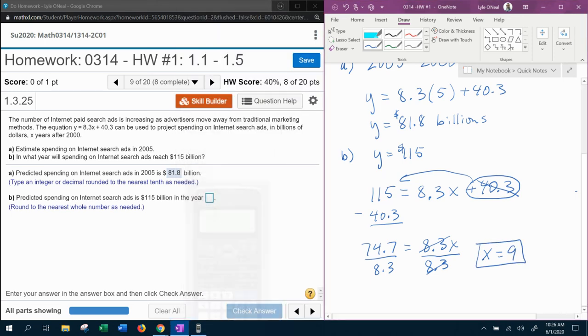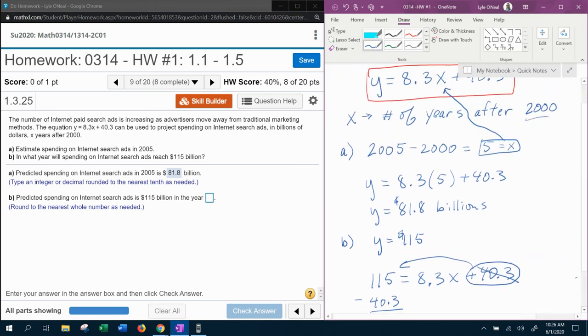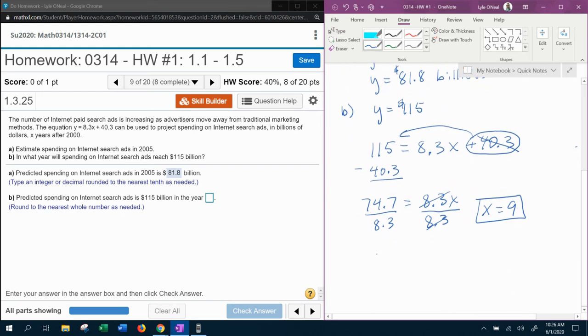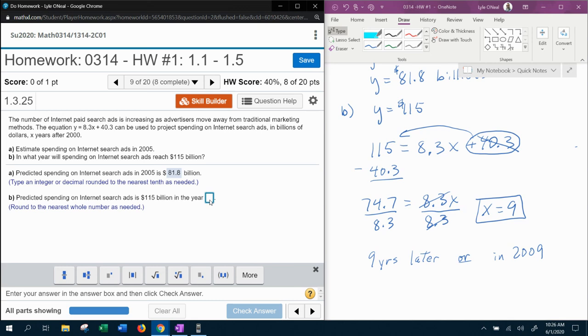So what does that mean? That means that 9 years after the year 2000 is when that's going to happen. So we can say 9 years later, or we can say in 2009. Now you can't choose which one you put. You have to put the one they asked for. So notice it says in the year. So they actually want the year, which is the 2009.